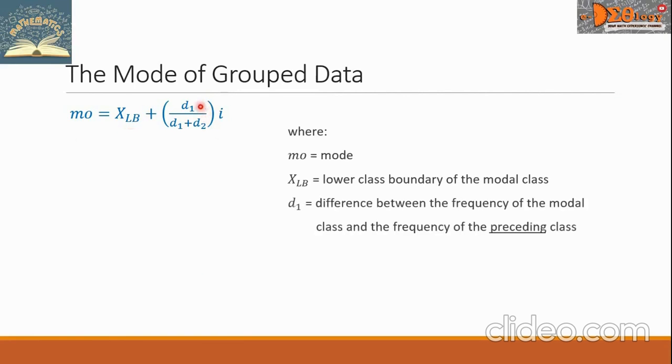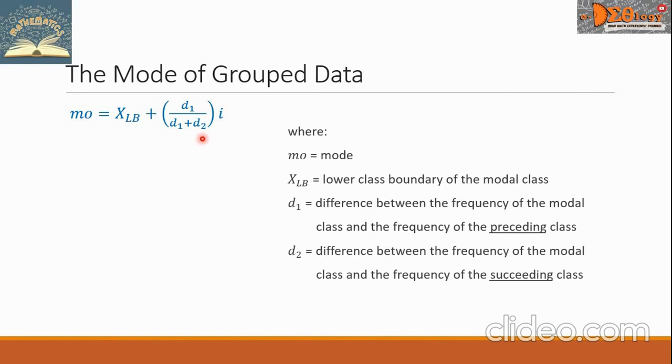We can see the d sub 1 in the numerator also as one of the addends of the denominator. D sub 1 is the difference between the frequency of the modal class and the frequency of the preceding class. There is d sub 2 here. D sub 2 is the difference between the frequency of the modal class and the frequency of the succeeding class. And this I is the class width.